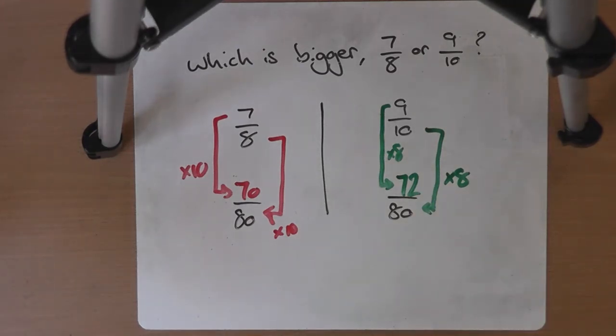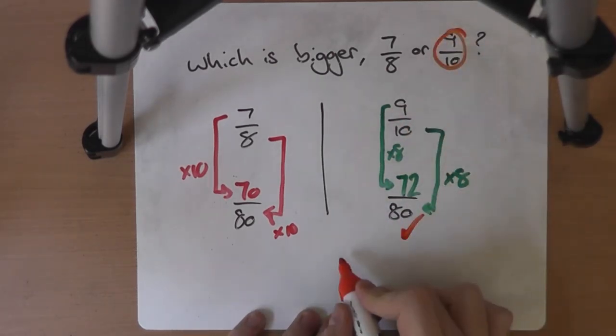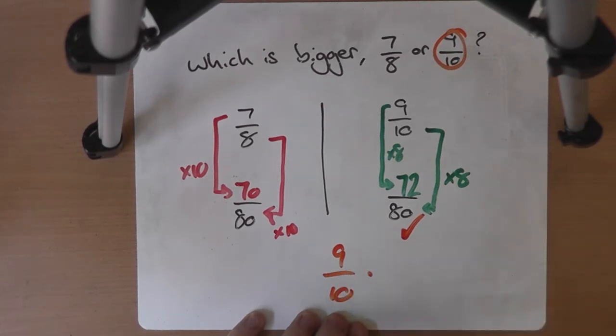Well, clearly 72 out of 80 is ever so slightly bigger than 70 out of 80. And if this is the bigger one, then we have to go back to the original one, because the question just says which is bigger, 7/8 or 9/10. So our answer has to be one of those two. The 72 out of 80 came from the 9/10, which means 9/10 has to be our answer. And although they are quite similar, 9/10 is slightly bigger. Generally speaking, with these questions, they will be quite similar in size. It's just that one is going to be slightly bigger.